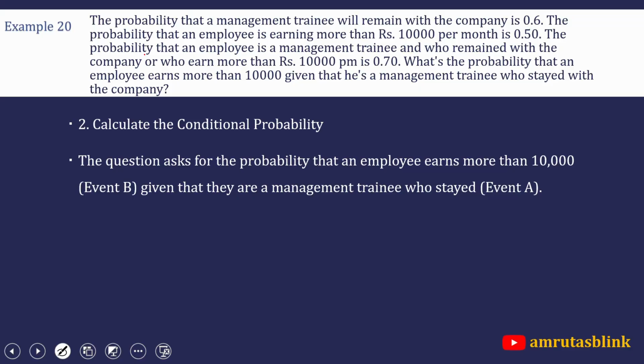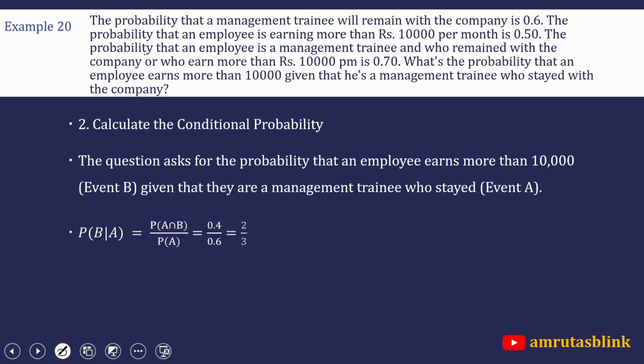So the question asks for the probability that an employee earns more than 10,000. More than 10,000 is event B, given that he is a management trainee. So this is an assumed condition. So event A is an assumed condition. That means we need to calculate probability of B upon A. So whichever is the given condition, that should come in the denominator.